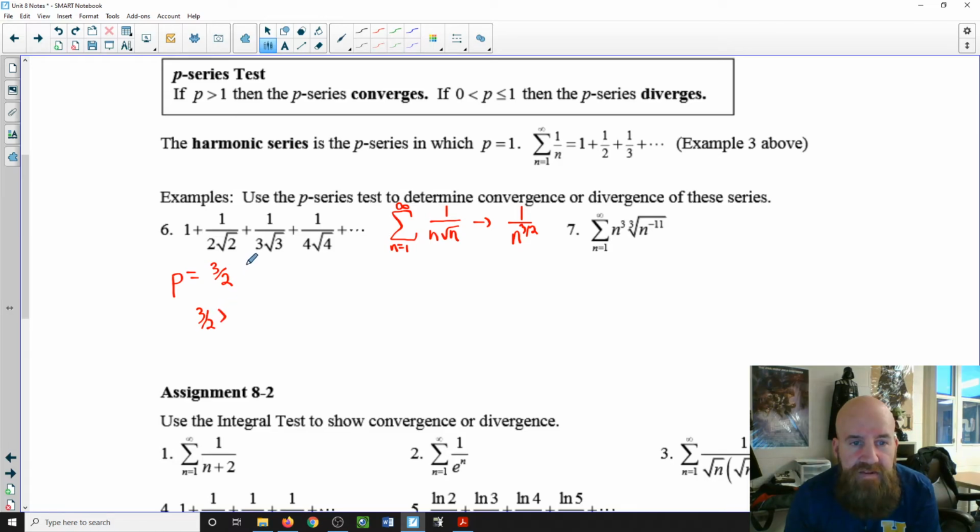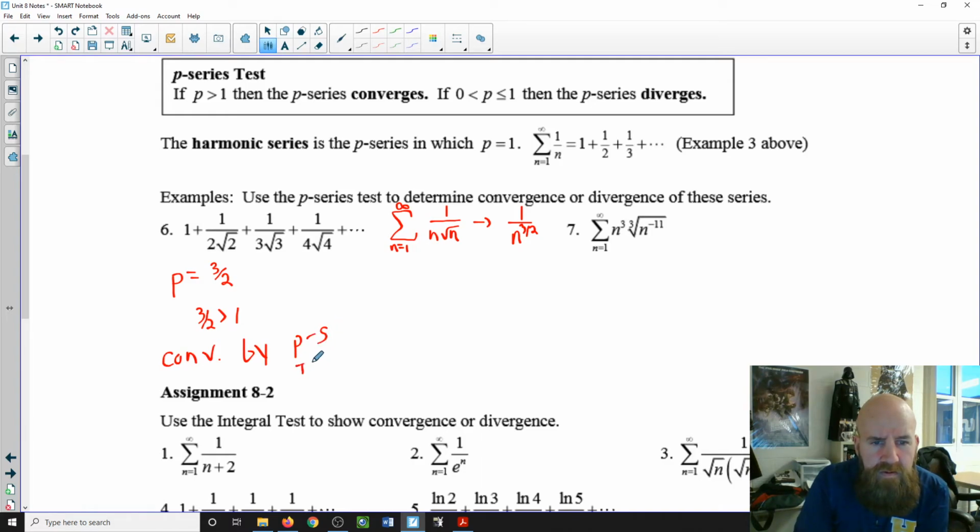And we could say that it's greater than 1 here. I'm just going to write it like that. So we can say that the series converges by P-series test. It's that simple. So real quick, let's look at the next one.